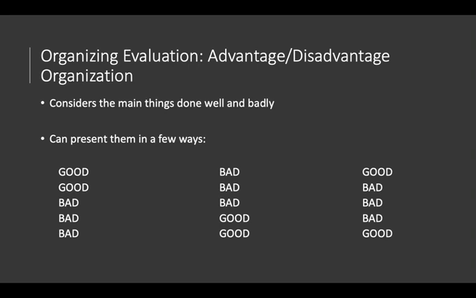You have two options for organizing your essay. The first option is advantage-disadvantage organization. This is a good organizational strategy when you have quite a few things you like and quite a few things you dislike. Depending on your purpose, you might organize things differently. You could start with the good and end with the bad. You could start with the bad and end with the good, or you could sandwich the good in the middle of the bad.